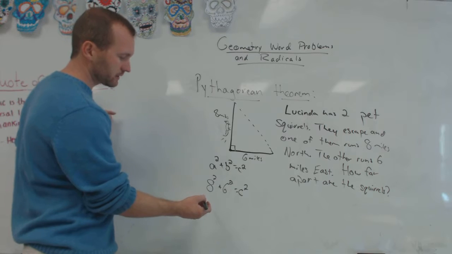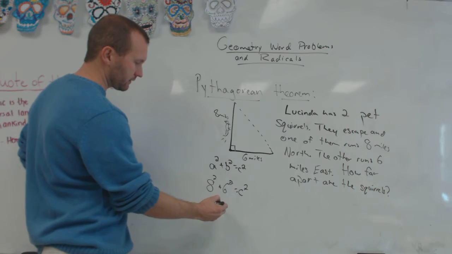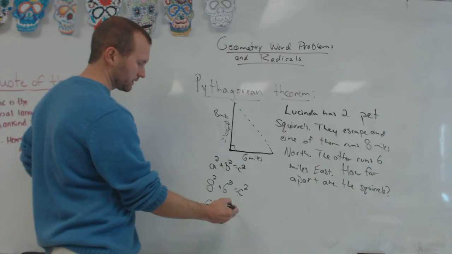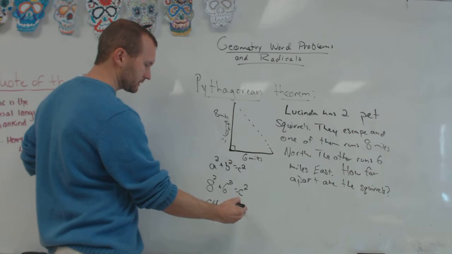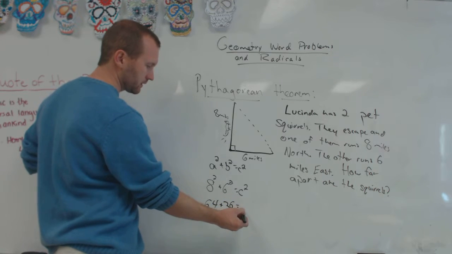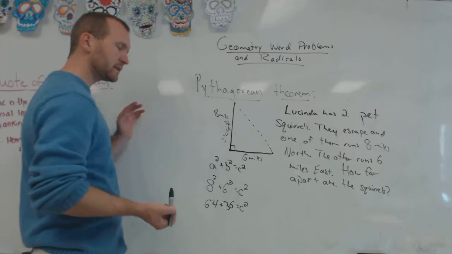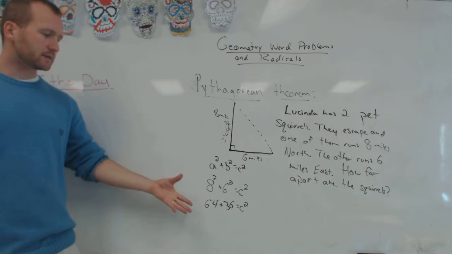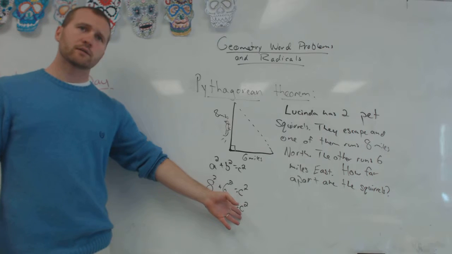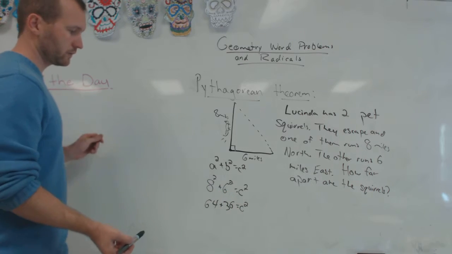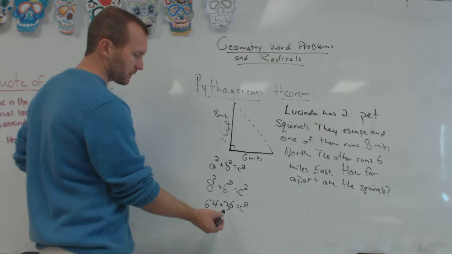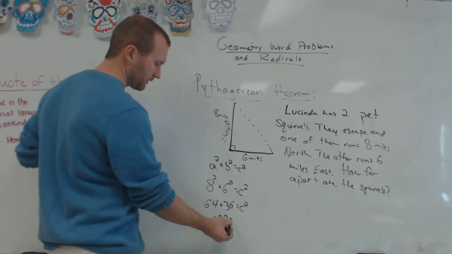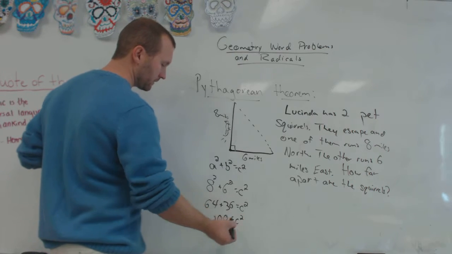We can solve this. 8 squared is 64 plus 36 equals C squared. And this is why I'm teaching you guys these right after you've learned all the radical rules. It's because now you'll start to see radicals. Right? So 64 plus 36 is 100. That equals C squared.